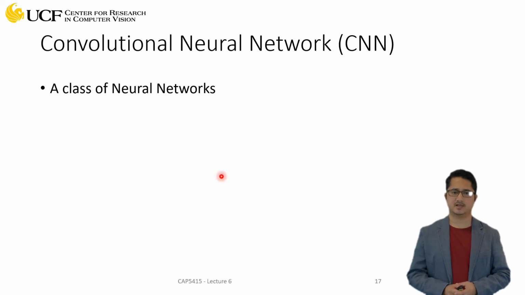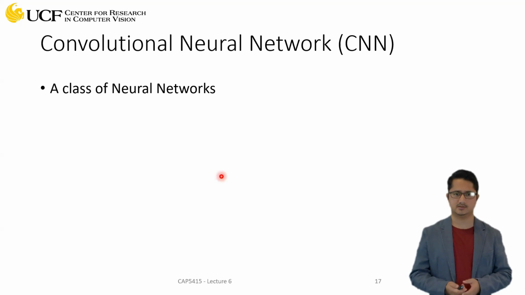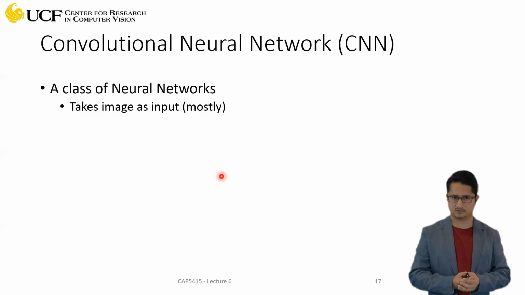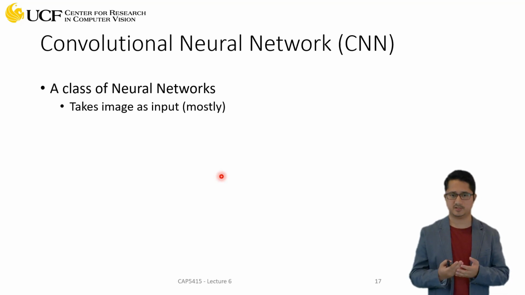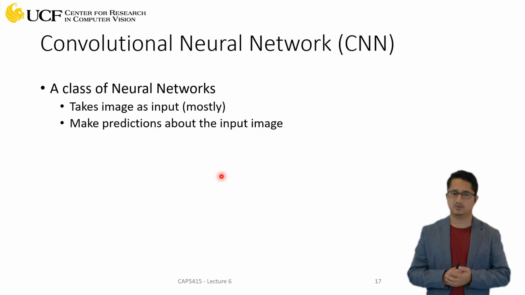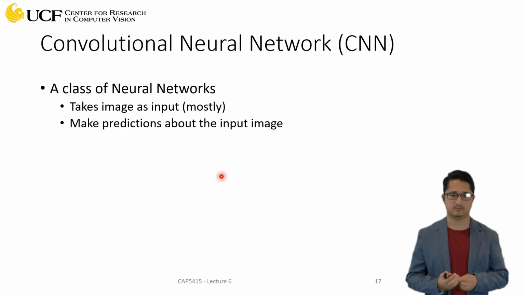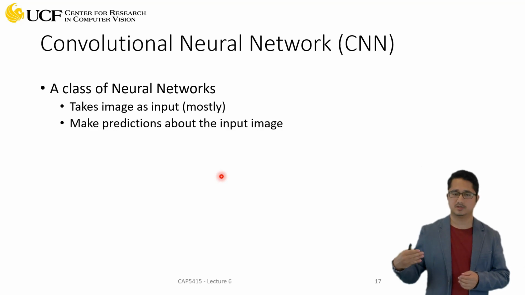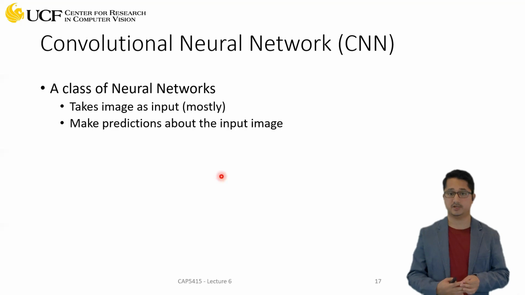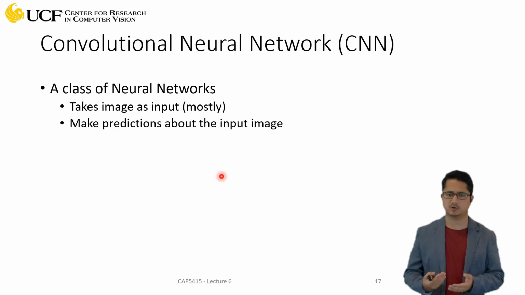Now let's get an overview of these CNNs. These are again a class of neural networks. The difference is they take images as input. I say mostly because they might take something else as well. Given that image as input, they make predictions about that image, and the prediction changes depending on the problem you're trying to solve. If it's classification, they say whether the class is present or not. It could be localization, then they also have to give the bounding box, and so on and so forth.